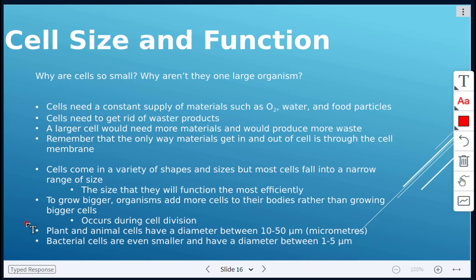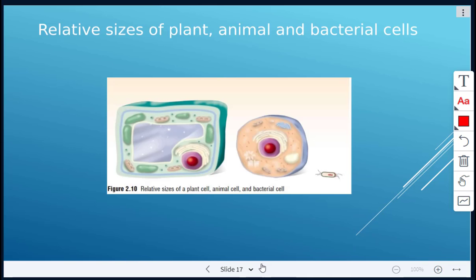Plant and animal cells usually have a diameter between 10 to 50 micrometers. Bacterial cells are even smaller, and they have a diameter between 1 to 5 micrometers. So if we look here in comparison, here is a plant cell compared to an animal cell, and then compared to a bacterial cell.